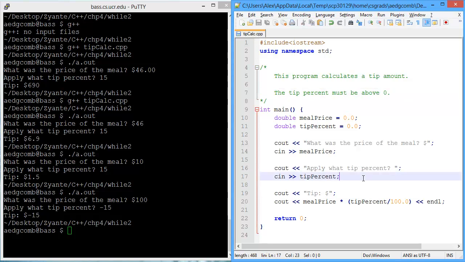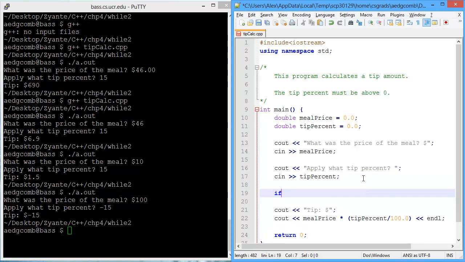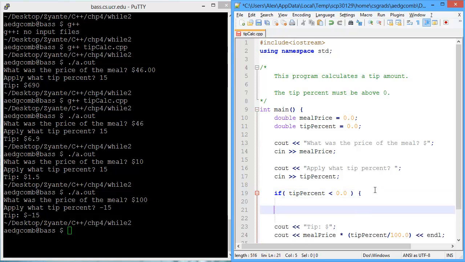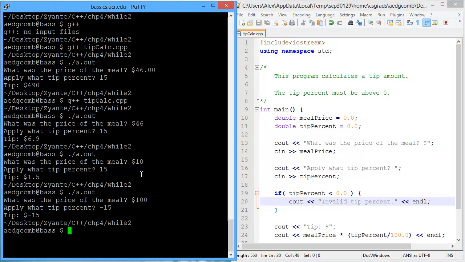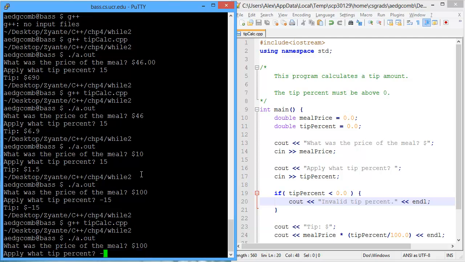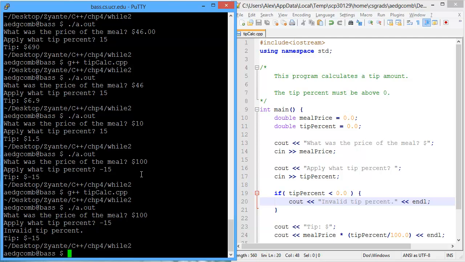So let's check to see what the tip percent is, and then we could inform the user that they have an invalid tip percentage. So that's one possible way to do this. If the tip percent is less than 0, then we'll have additional output which would say invalid tip percent. Save, let's run the program. Okay, $100 meal, negative 15%. Okay, we get an invalid tip percent.